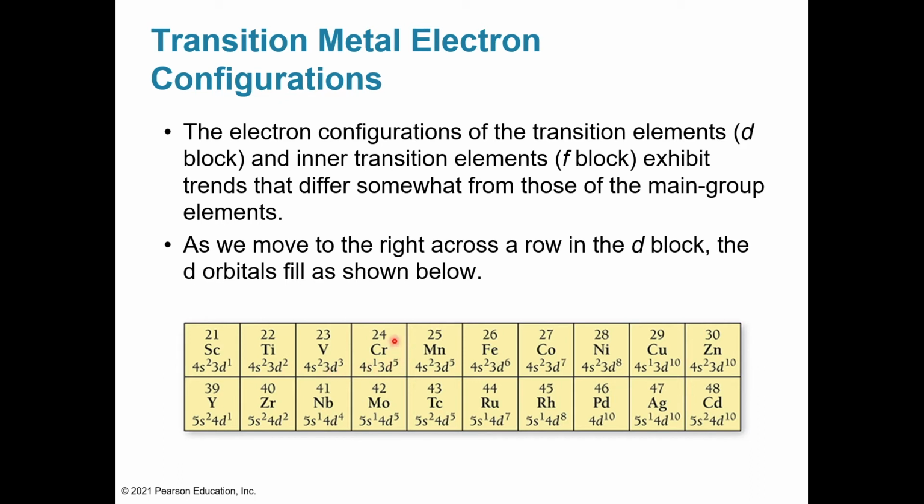Okay, but now look at chromium, Cr. This doesn't make any sense. Why is it now 4s1 and then 3d5? Now there are 6 electrons here, 5 electrons here, but why is this 4s1? And then when we move over to manganese, we're back to 4s2, and now this is 3d5. It stayed the same as before. What's happening here?